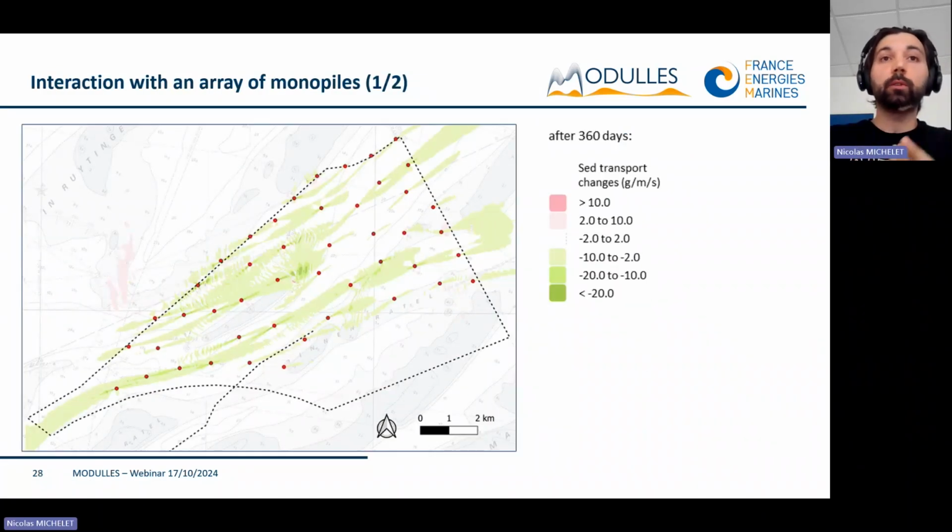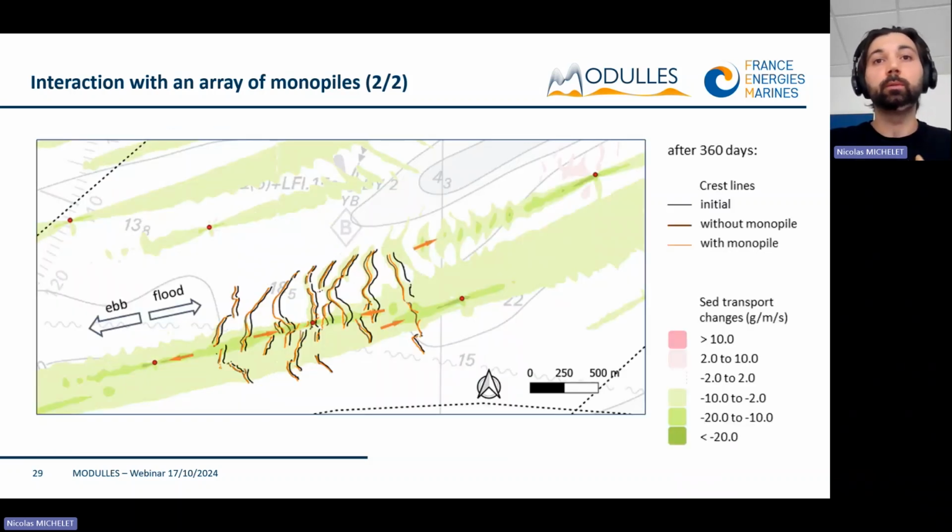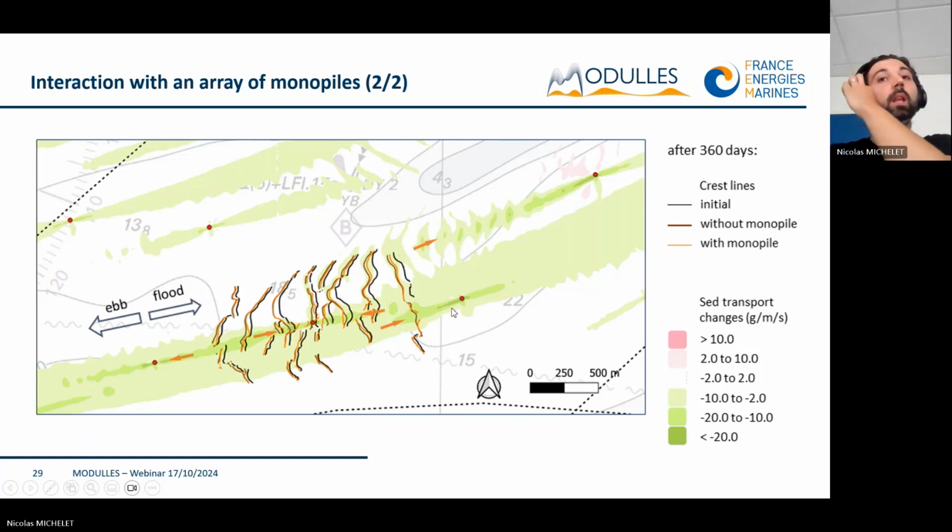There was also numerical modeling done using an array of monopiles. So here you have the 46 monopiles of the future wind farm. And we can see that similar processes are observed. We can see the crest lines are attracted to the closest monopile here in their wake.